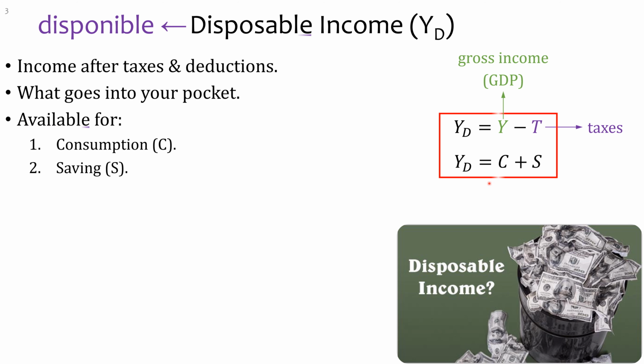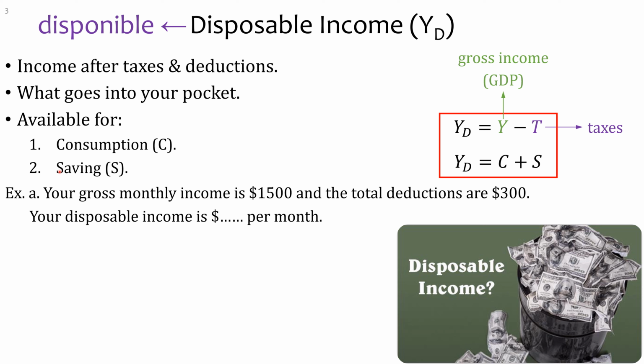So we have two formulas for disposable income. Both of them are very useful. The first formula is about where it comes from. It comes from the total income minus the taxes and deductions. The second formula is for where it goes into. It goes into one of two things, either consumption or saving.